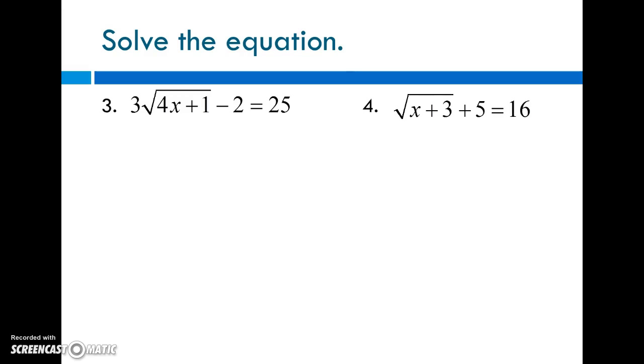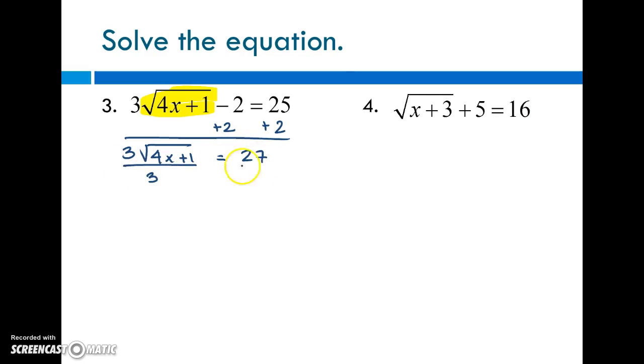So what I'm going to do is I'm still going to treat this the same way that I did before. So I want to isolate it. I'm going to add 2 to both sides. And I have 3 radical 4x plus 1 is equal to 27. Divide both sides by 3. Square root of 4x plus 1 is equal to 9.